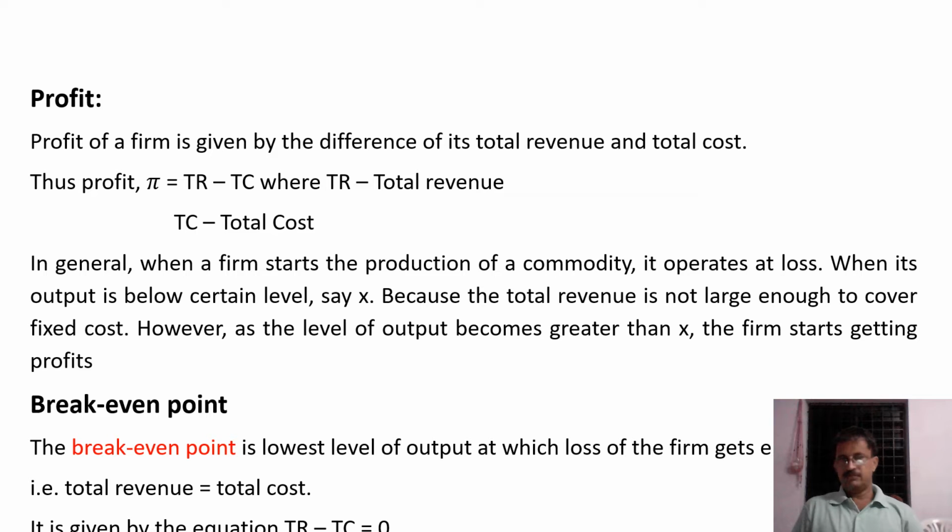So we define break even point like this. The break even point is the lowest level of output at which loss of firm gets eliminated. That is, in this case, total revenue is equal to total cost, or TR minus TC equal to 0.